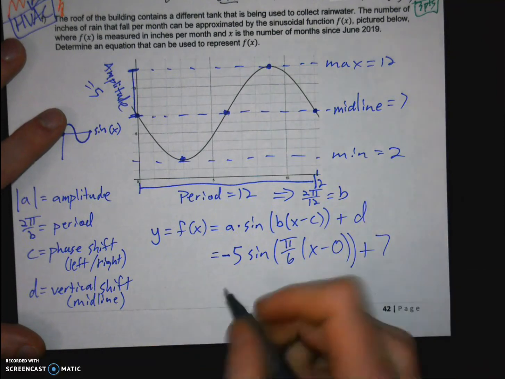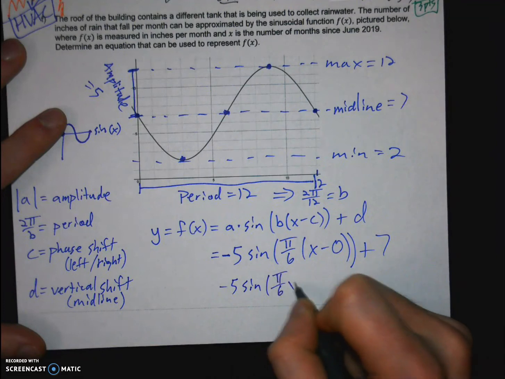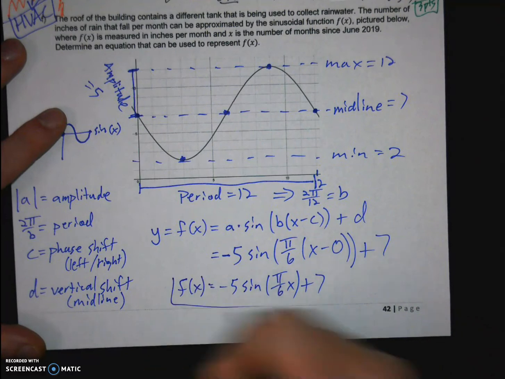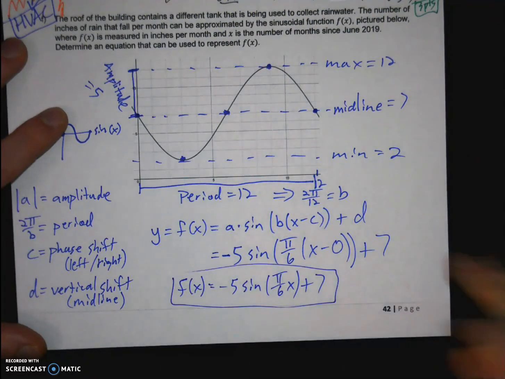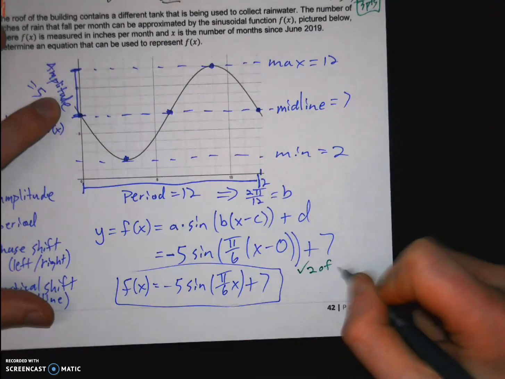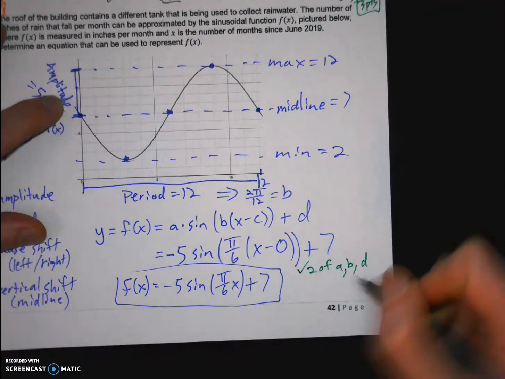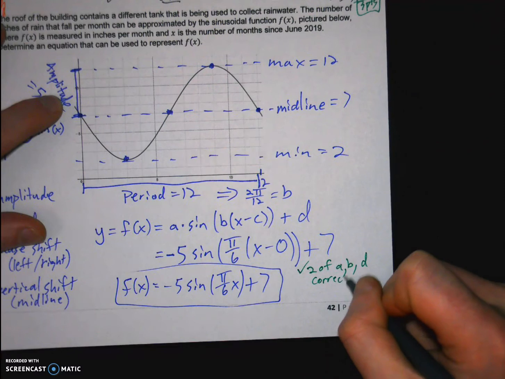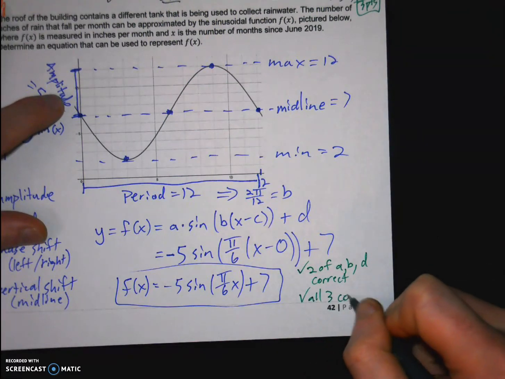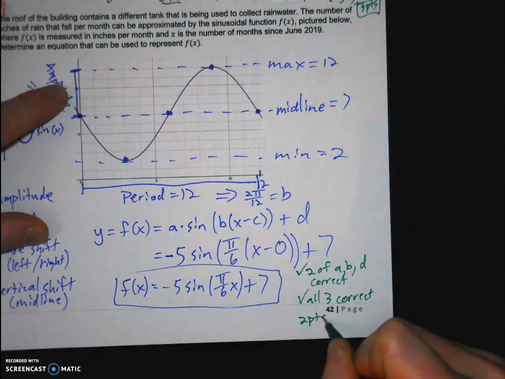We could simplify this down a little bit: negative 5 sine of pi over 6 times x, plus 7. That's what f of x is equal to. So how are points awarded on this one? You get your first point if you had at least 2 of your A value, your B value, and your D value correct. You'd get your second point if you had all 3 correct. So it is worth a total of 2 points.